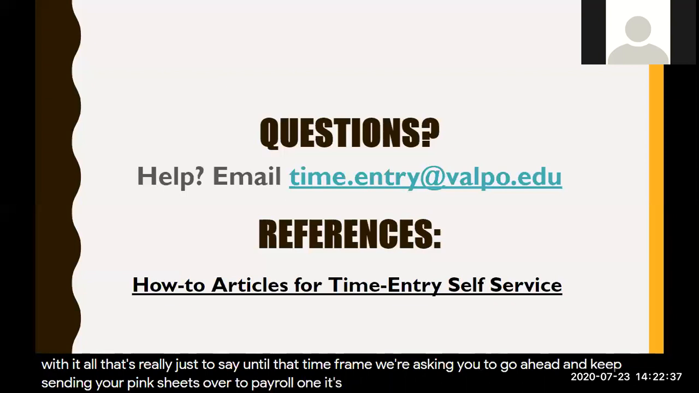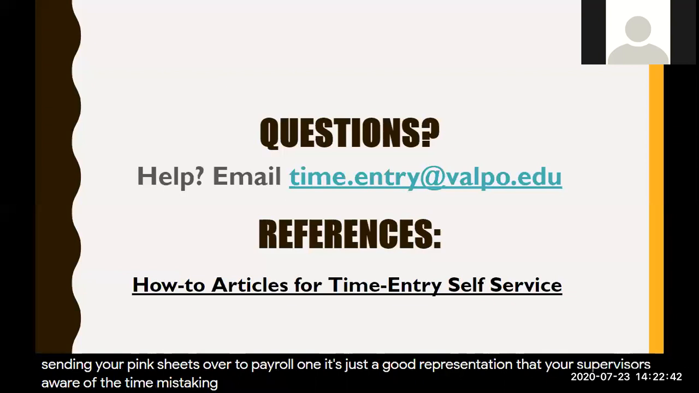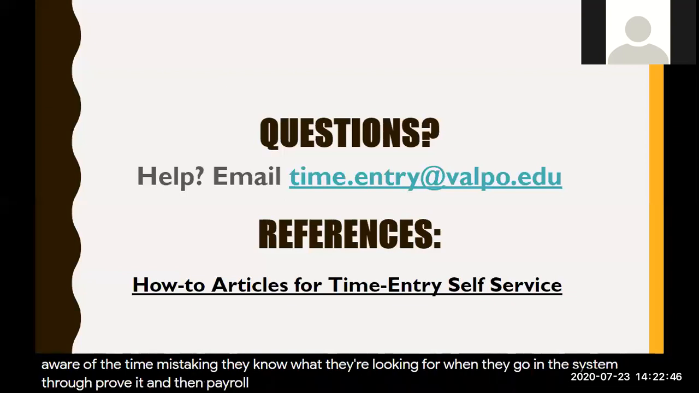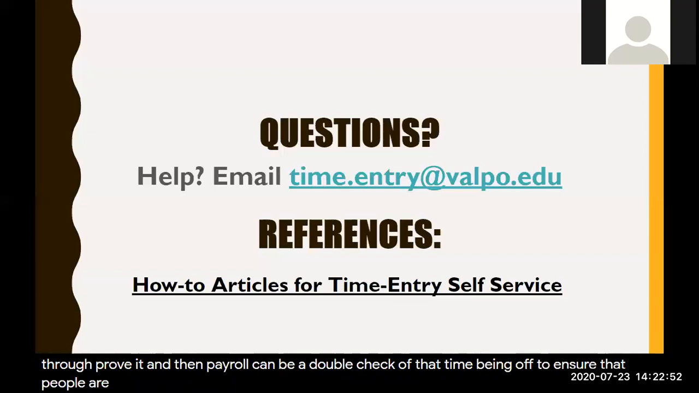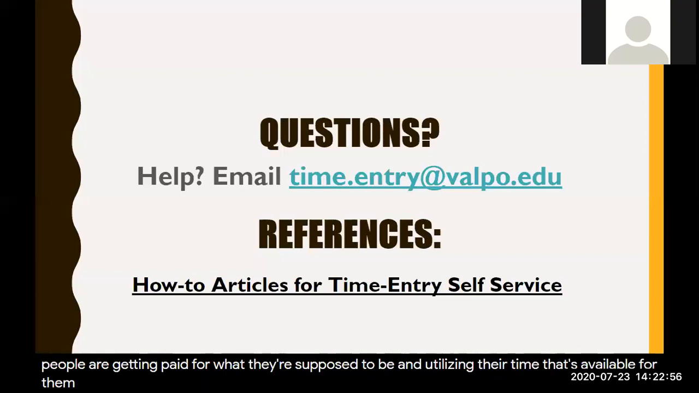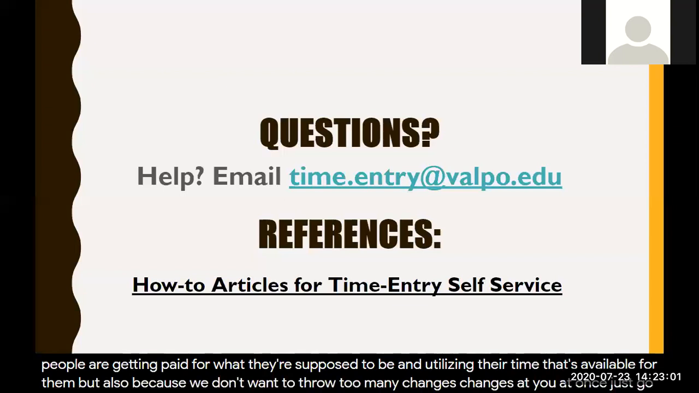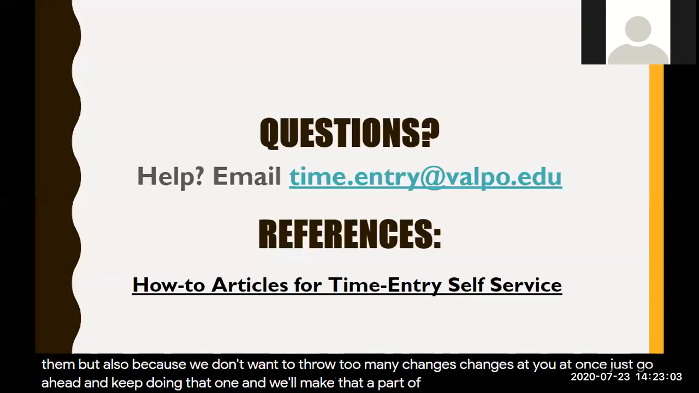One, it's just a good representation that your supervisor is aware of the time that's being taken. They know what they're looking for when they go in the system to approve it, and then payroll can be a double check of that time that's being used. Really just a good check for us to ensure that people are getting paid for what they're supposed to be and utilizing the time that's available to them. But also, because we don't want to throw too many changes at you at once, just go ahead and keep doing that one, and we'll make that a part of a phase 2 change when it gets here. You can always put it on white paper.